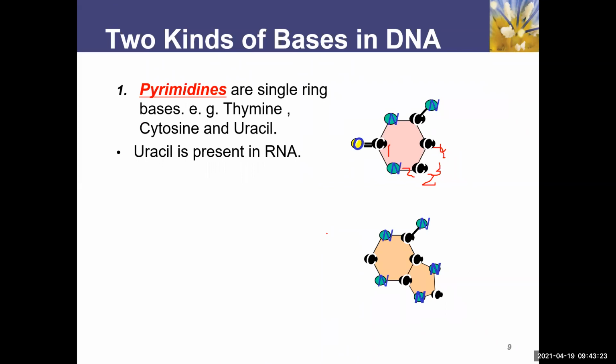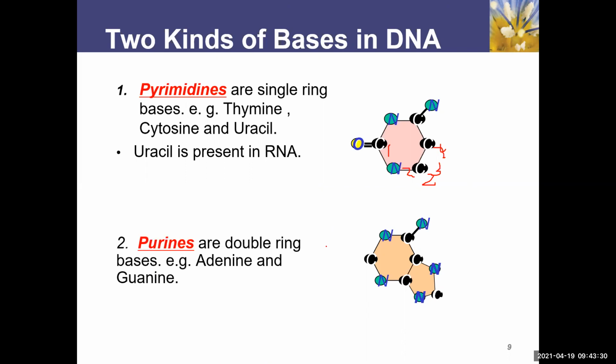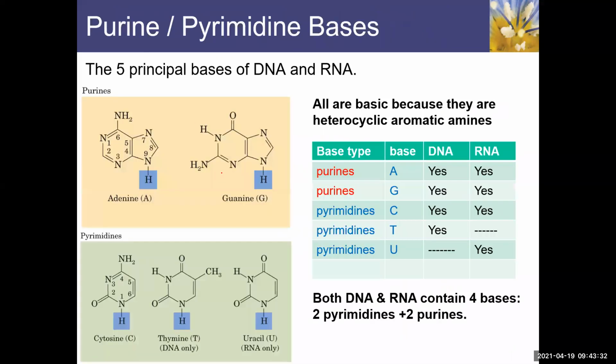We said that we have two types of bases, the pyrimidines and the purines. If the structures are given to you, you should be able to identify whether this is a purine or a pyrimidine. If you see a double ring, it's a purine. If you see a single ring, it's a pyrimidine. That's the easiest way to identify.